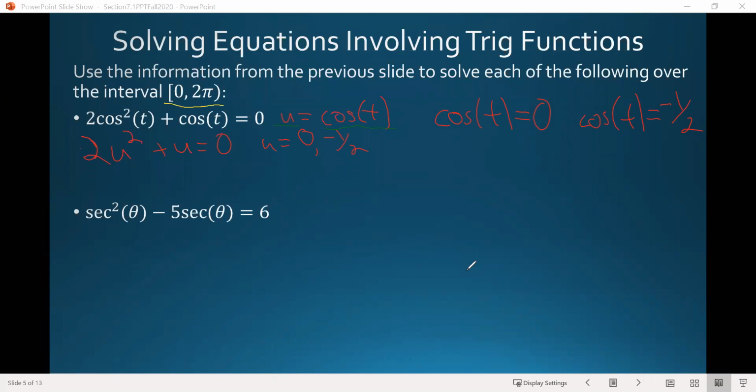So cosine of t equals 0. We're just thinking about where on the unit circle this cosine equals 0. And there are 2 such places at pi over 2 and 3 pi over 2. And then where cosine of t equals -1/2, we're thinking about the 2 places where cosine equals -1/2. So we know we'll be in the second and the third quadrants. So we'll be looking at 2 pi over 3 and 4 pi over 3. Okay, and those would be our answers there.